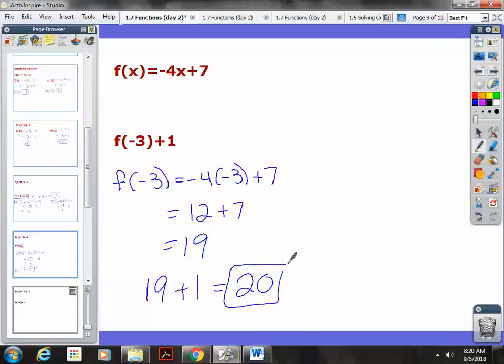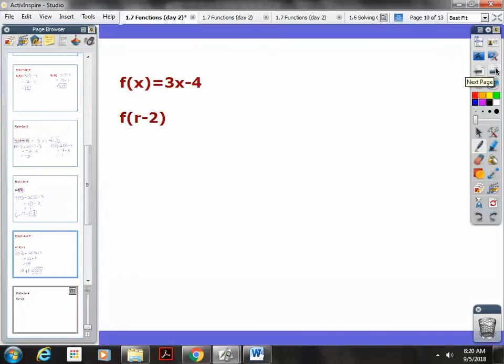I've got 3 more examples that we're going to go through together. So copy these down because they are different. Let's look at this one first. So we're going to use the function f of x equals 3x minus 4. I want you to find f of r minus 2. Copy it down and then we'll talk about it.